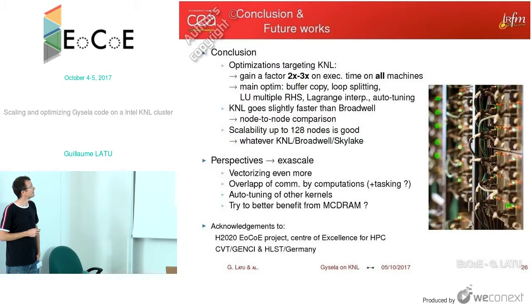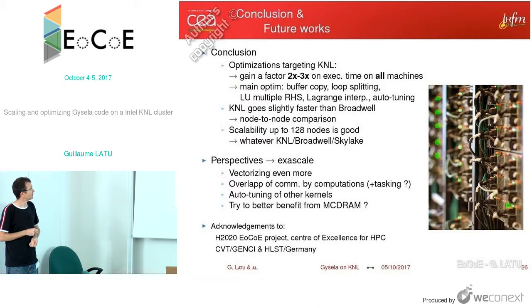So to summarize, we have improved the execution time on all the machines that we targeted, so that's good news. KNL goes slightly faster than Broadwell on a node-to-node comparison basis, but not when you scale. I didn't show that explicitly, but when you scale to, let's say, 100 nodes, KNL is a bit slower than Broadwell because of this problem of communication that I have.